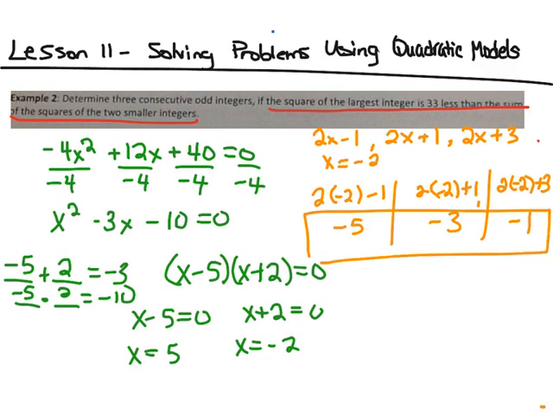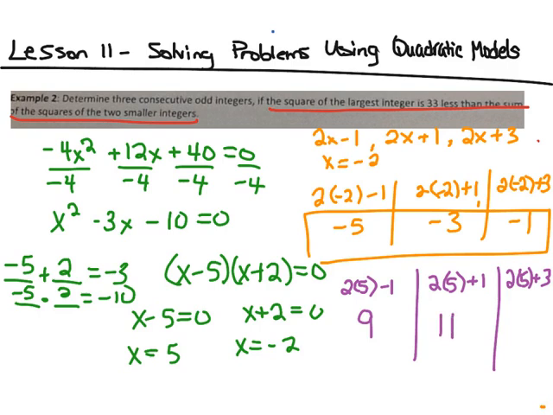Now we're going to do it with 5, so 2 times 5 minus 1, 2 times 5 plus 1, and 2 times 5 plus 3. So 2 times 5 is 10, minus 1 is 9, plus 1 is 11, plus 3 is 13. So either your numbers are negative 5, negative 3, and negative 1, or 9, 11, and 13.